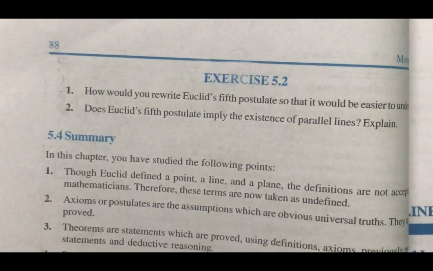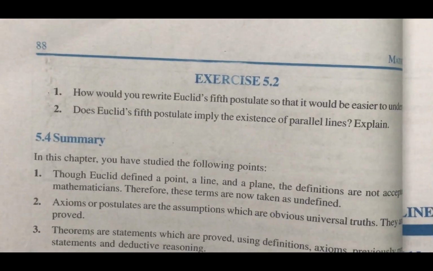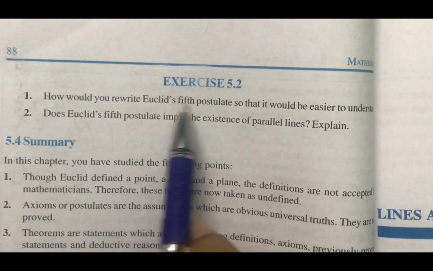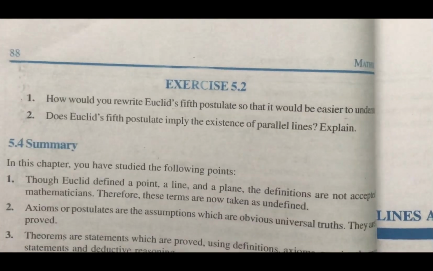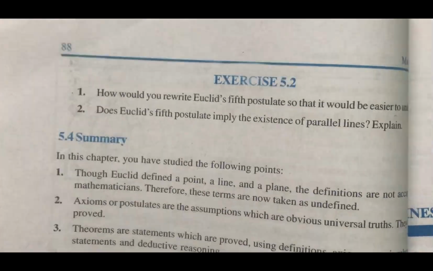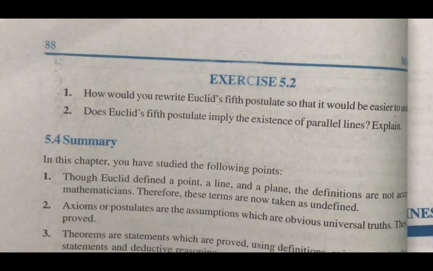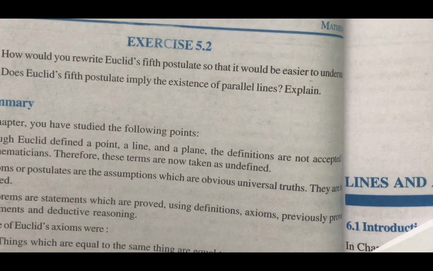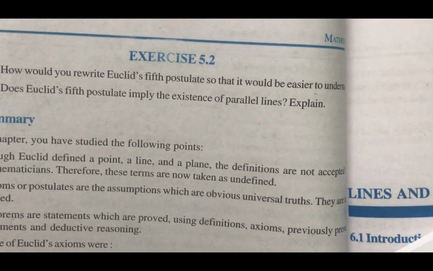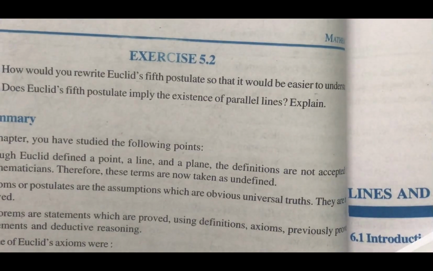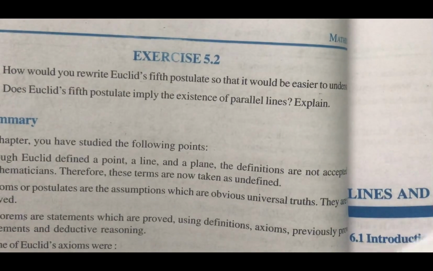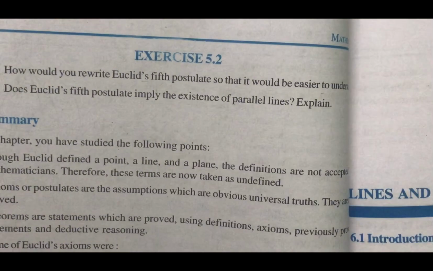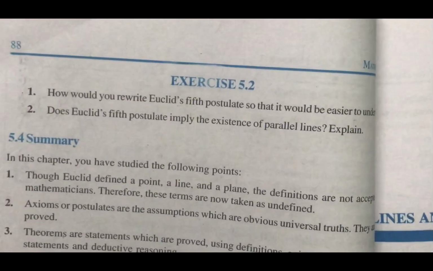Now we move on to exercise 5.2. Question number 1. How would we rewrite Euclid's fifth postulate so that it will be easier to understand? So what is Euclid's fifth postulate? Euclid's fifth postulate states that if a straight line falling on two straight lines makes interior angles on the same side of it taken together less than two right angles, then the two straight lines, if produced infinitely, will meet on the side where the angles are less than two right angles.